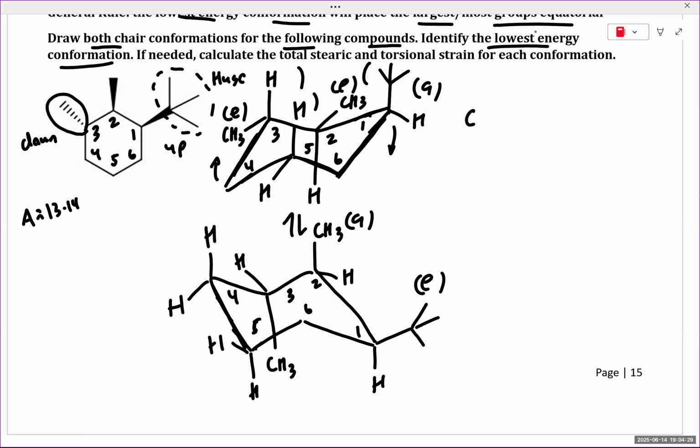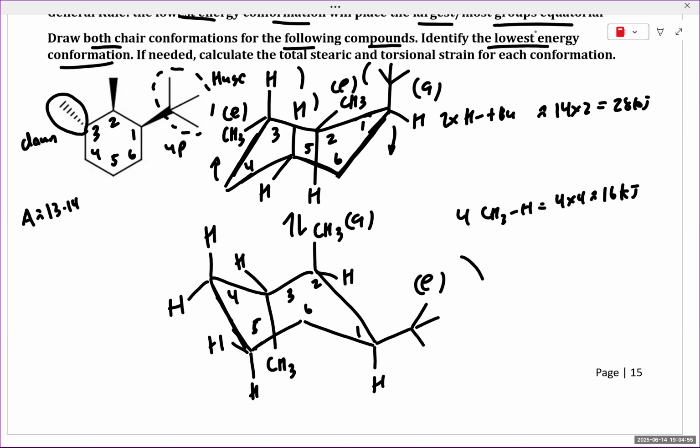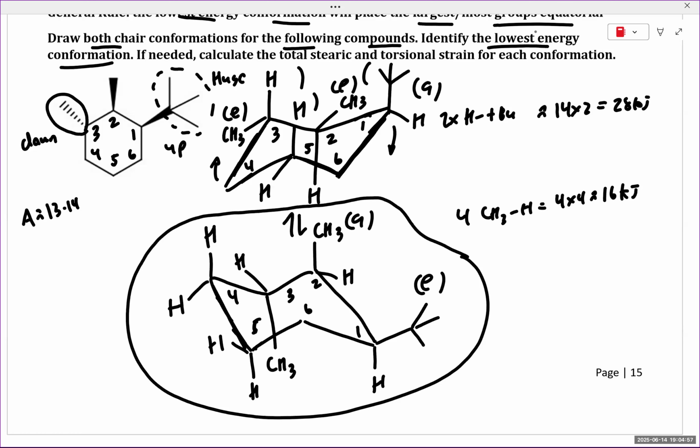So in this case, we have a choice between two hydrogen tert-butyl interactions, which is about 14 times 2, or 28 kilojoules of 1,3-diaxial strain, or 4 methyl hydrogen interactions, which is about 4 times 4, or 16 kilojoules per mole of strain. As we can see, the conformation that places this giant tert-butyl group in the equatorial position is going to be lowest in energy.